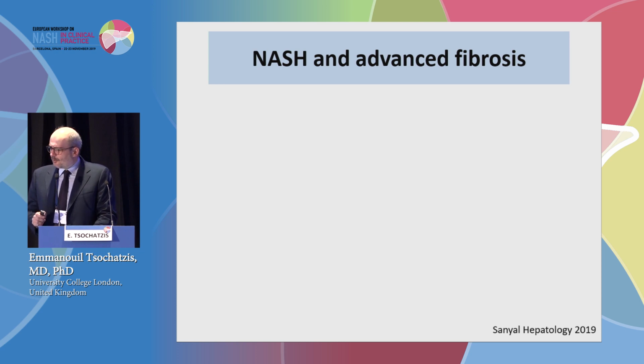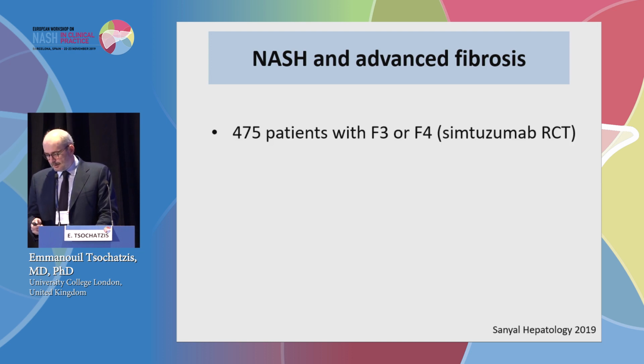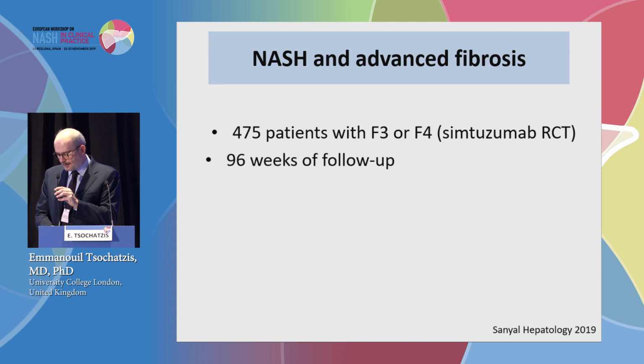I want now to focus specifically on patients with NASH and advanced fibrosis. So what happens to that particular population once the patient reaches a certain fibrotic stage? And these are data from the phase 2 study of simtuzumab. There were 475 patients selected with advanced fibrosis or cirrhosis. They were followed for 2 years.